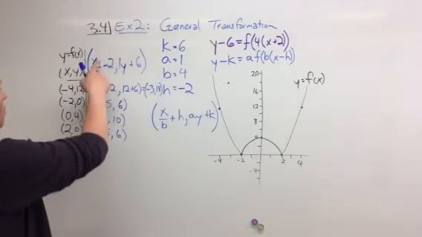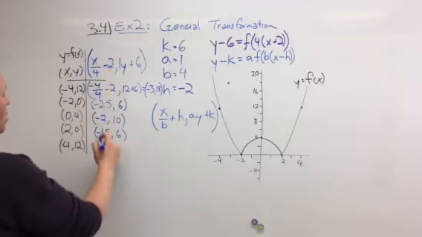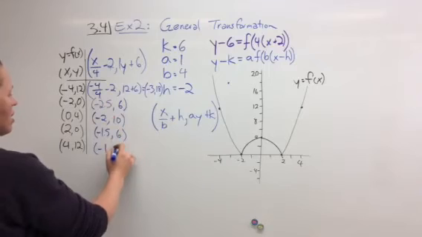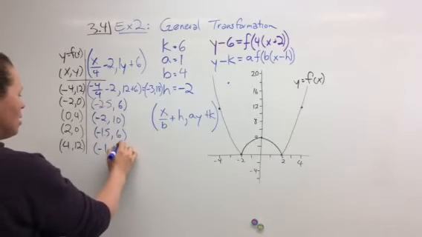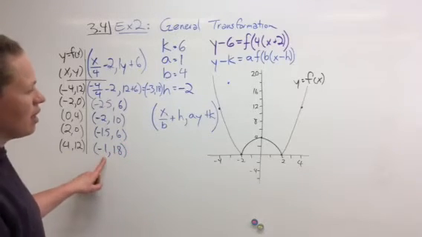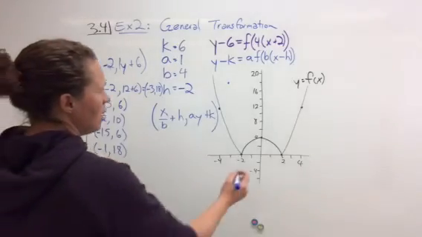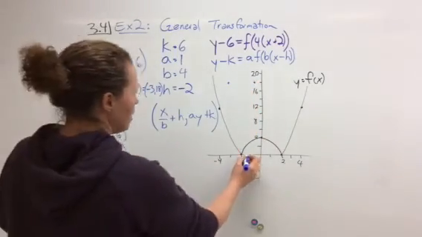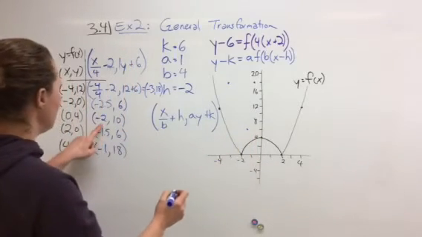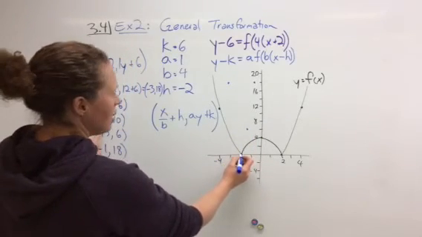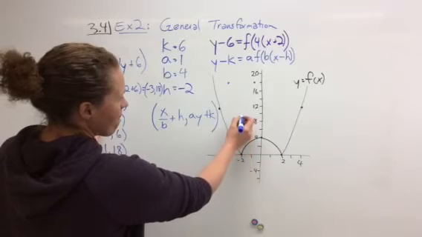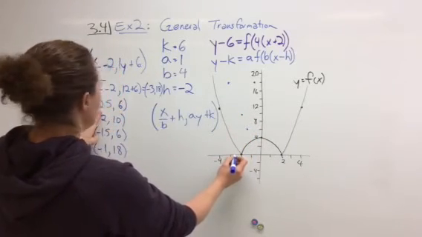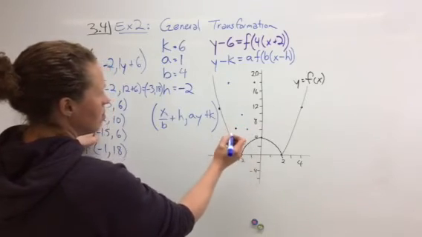So my last one, 4 divided by 4 is just 1, minus 2, it's going to give me negative 1, and 12 plus 6 is going to give me 18. So I can plot that point at negative 1 and 18, right there. Negative 1.5 and 6, right there. Negative 2 and 10, right there. Negative 2.5 and 6, about there.